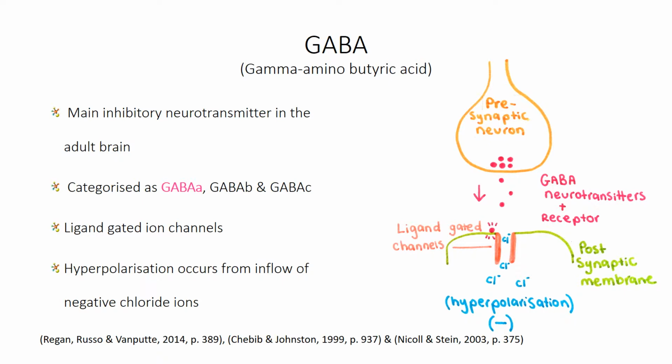As you can see, this inflow of the negatively charged chloride ions reduces the charge within the postsynaptic cell, causing hyperpolarization, making it harder to reach threshold, hence having an inhibitory effect on the postsynaptic cell.